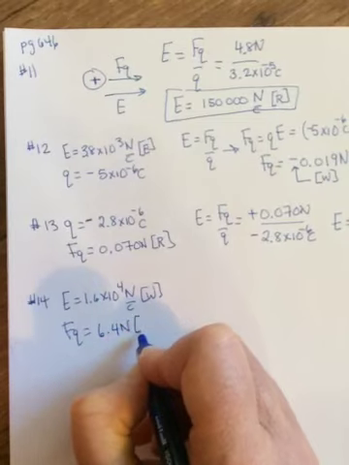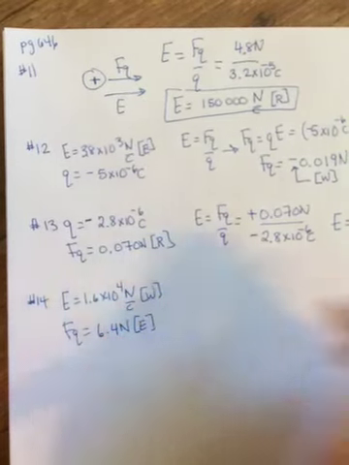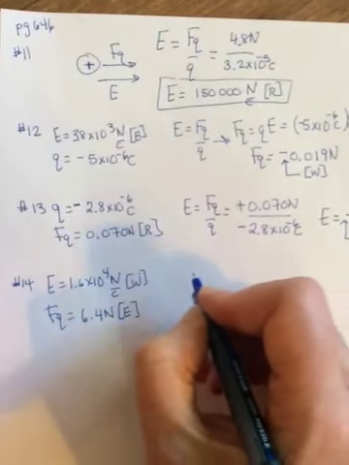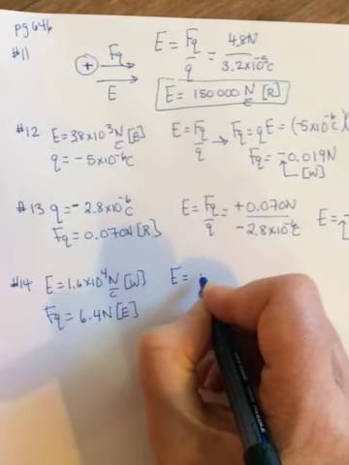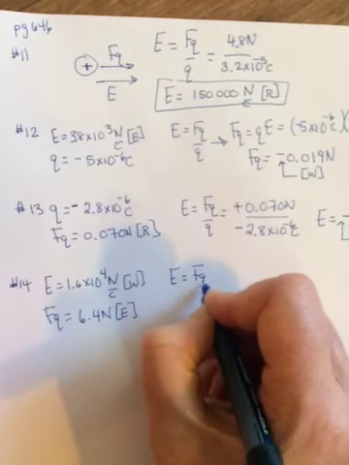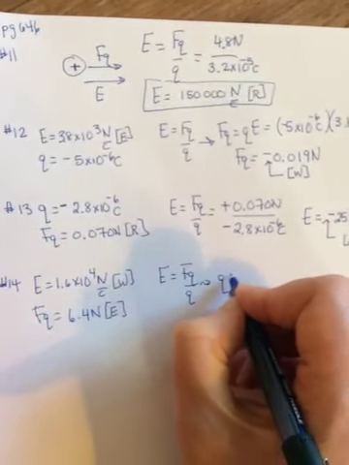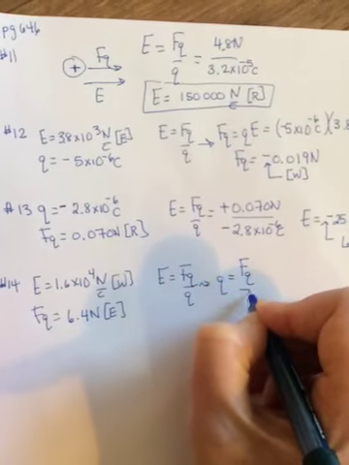6.4 newtons east. We have an east and a west. Their field and the force are opposite. This is going to be a negative charge. And it's asking us, what is the magnitude and nature, positive or negative, of the charge? So rearrange for Q: FQ over E.